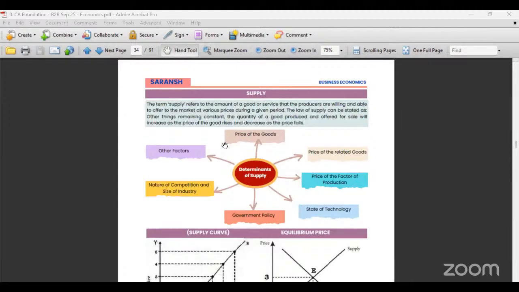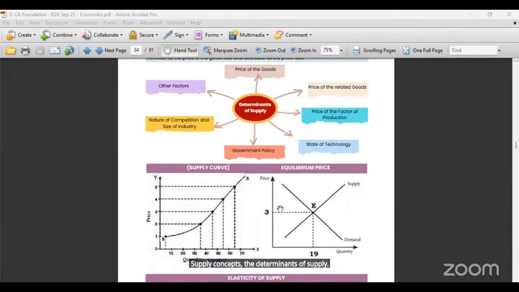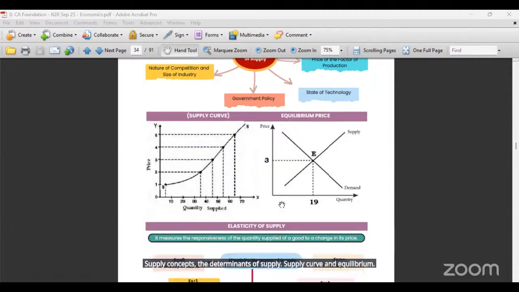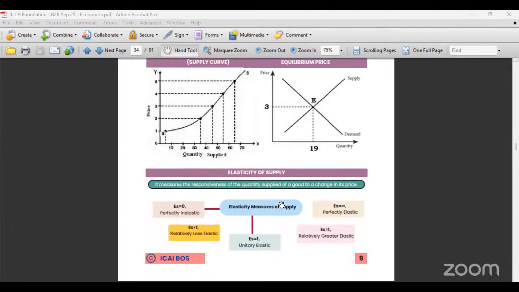Supply concepts, the determinants of supply, supply curve and equilibrium. Elasticity of supply is just like the elasticity of demand, right?